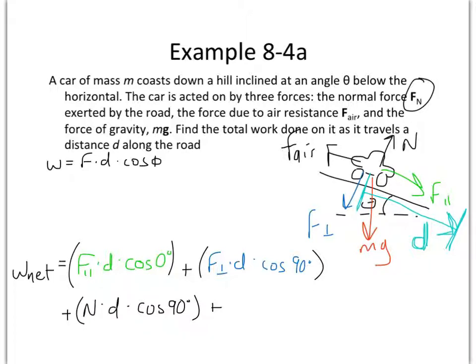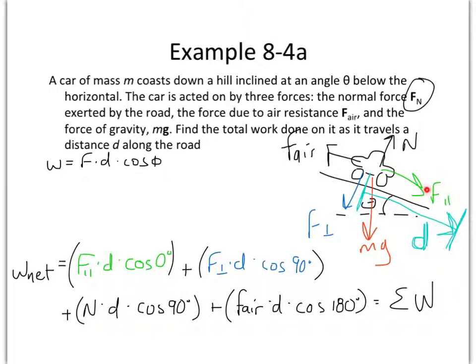Finally, we have our last force, the air resistance force. Let's see what kind of work that's doing. That's the air resistance force, whatever that may be, times the distance d, times the cosine of the angle between this force and the direction of motion. That's 180 degrees, a 180 degree difference. So what's the cosine of 180? Cosine of 180 is -1. So the air friction is doing negative work.